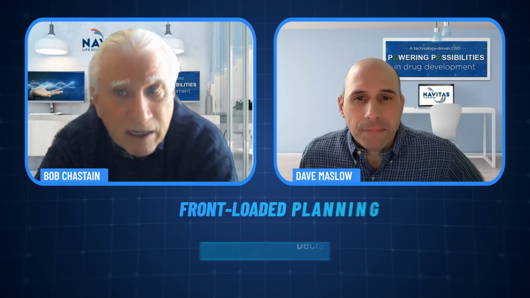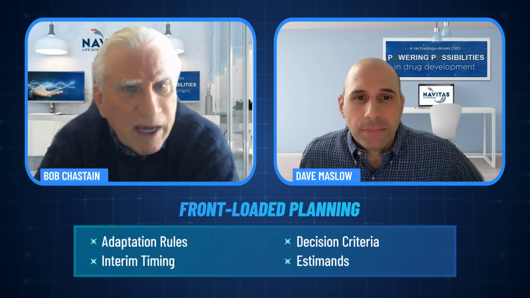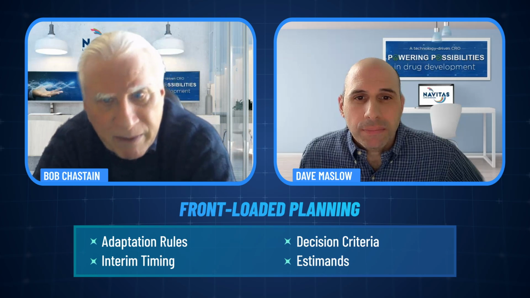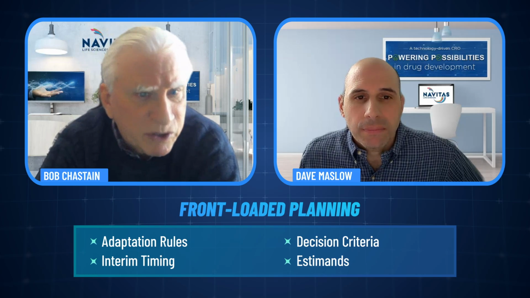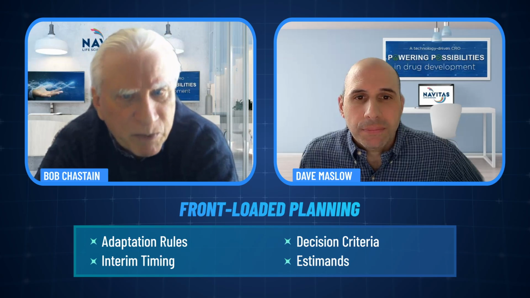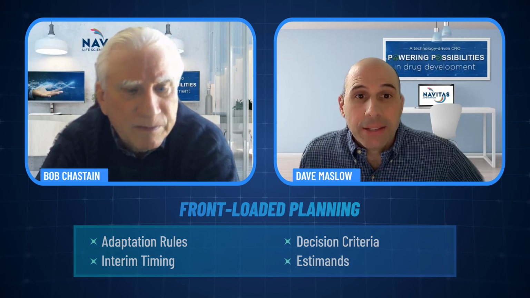Thus, adaptive trials require substantially more planning before the first patient is enrolled. Adaptation rules, interim timing, decision criteria, estimands, and operational controls all must be fully specified up front. Yes, and from the CDM perspective, we need to manage the additional complexity of independent DMCs, strong firewalls, and restricted unblinded access.